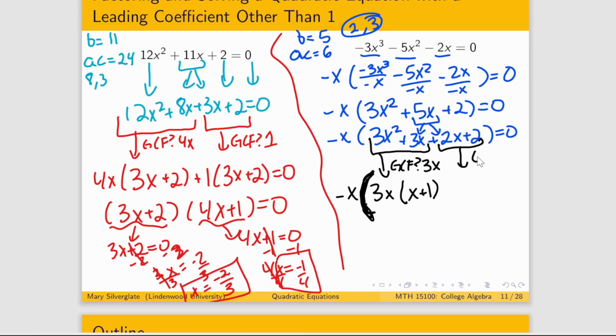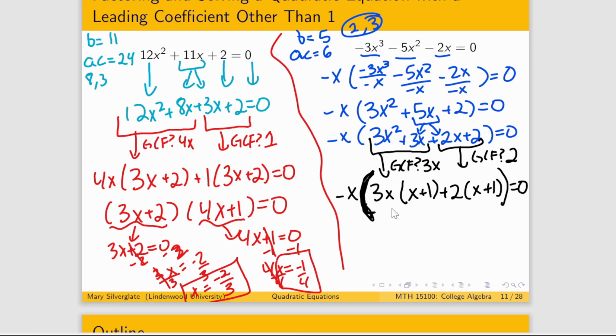Same thing with this next group. You ask yourself what's the greatest common factor between 2x and 2. That would be 2. So I want to pull out a 2 from them. 2x divided by 2 leaves me with x. 2 divided by 2 leaves me with 1.